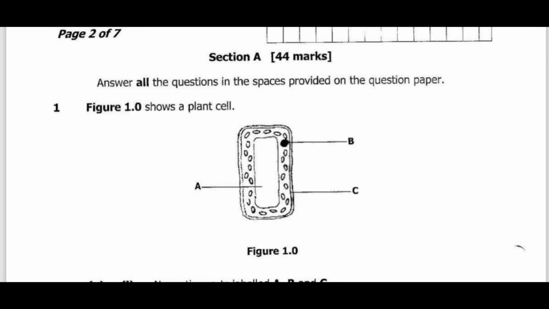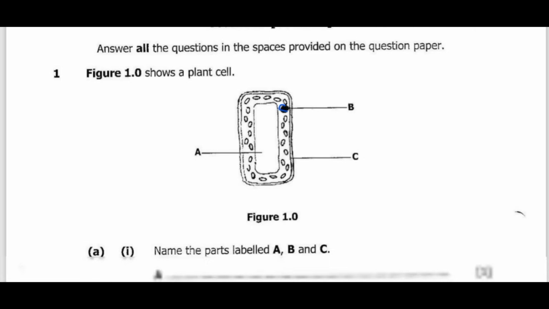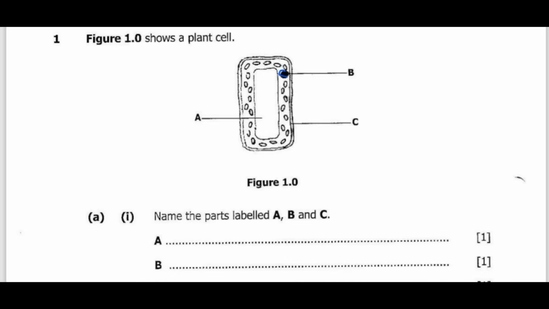So we have question 1, figure 1.0 shows a plant cell. So this is a plant cell. When you see here we have B, and then we have C, and then we have A. Let us move and see the question. The question is, name the parts labeled A, B, and C.